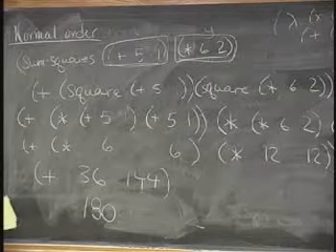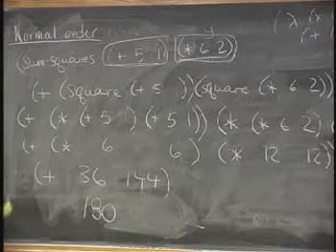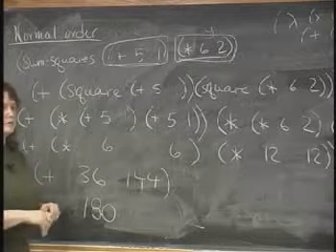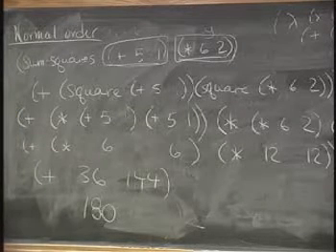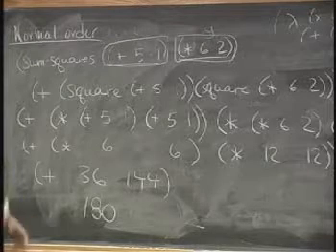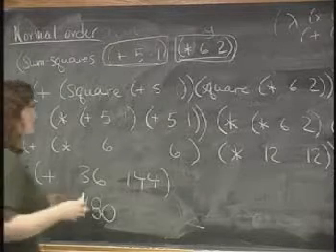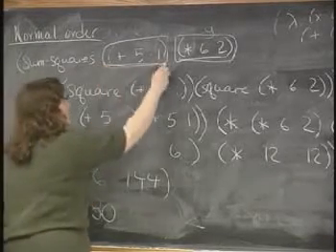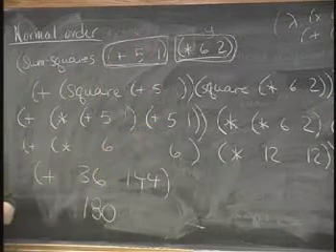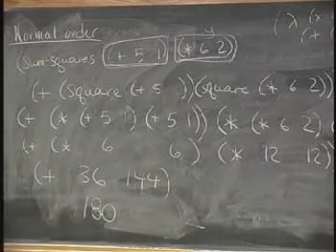What's one drawback, what's not so good about normal order? Unnecessarily. Right, we're doing additional work that we might not necessarily need to do, because by passing in the expression, we end up needing to evaluate that expression twice, instead of the once that we needed to do in applicative order.